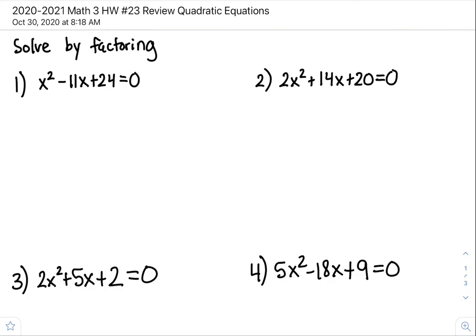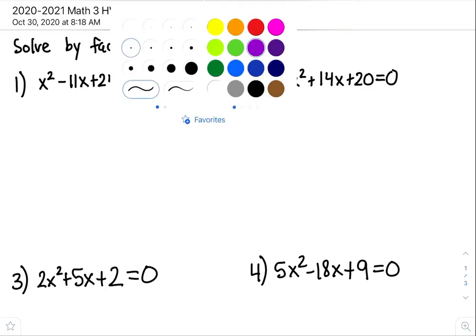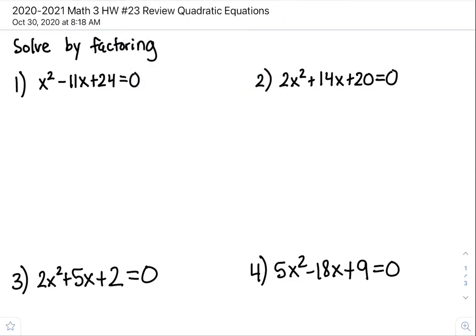Alright, here's your guys' homework on solving quadratic equations, and you're gonna do a bunch of factoring of different types. So first we're gonna look at the factoring piece. One thing to recognize: a is 1, b is negative 11, and c is equal to 24. Always make sure, when you're solving quadratic equations, that the whole equation is equal to 0.